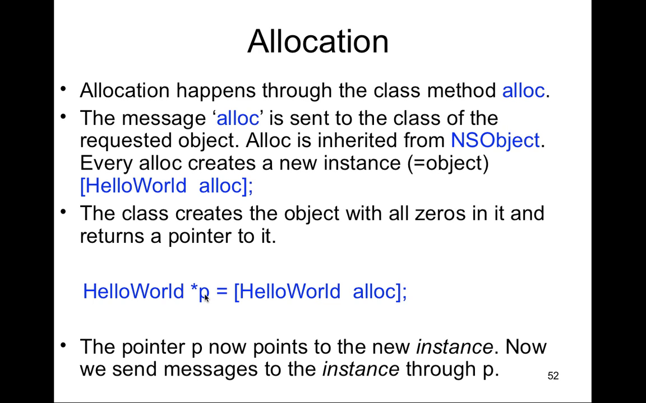In Java we call it a reference object. We just never use the pointer symbol. I never really identified it that way, but it's really a pointer. So the pointer P now points to the new instance that was created. Now we send the messages to the instance through P.